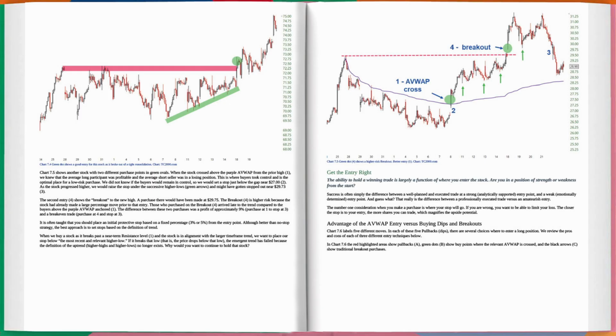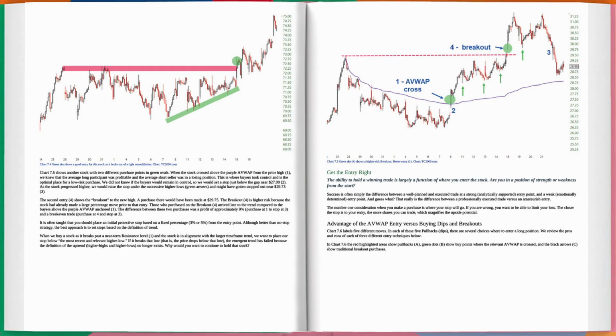Get the entry right. The ability to hold a winning trade is largely a function of where you enter the stock. Are you in a position of strength or weakness from the start? Success is often simply the difference between a well-planned and executed trade at a strong, analytically supported entry point and a weak, emotionally determined entry point. And guess what? That really is the difference between a professionally executed trade versus an amateurish entry. The number one consideration when you make a purchase is where your stop will go. If you are wrong, you want to be able to limit your loss. The closer the stop is to your entry, the more shares you can trade, which magnifies the upside potential.